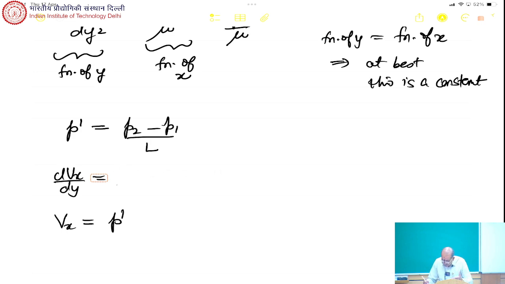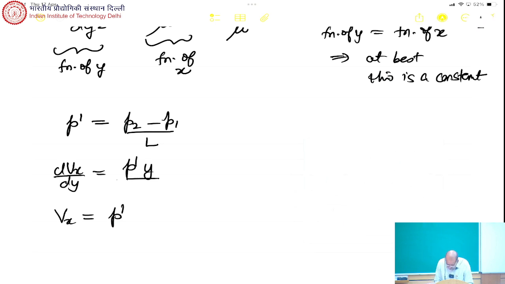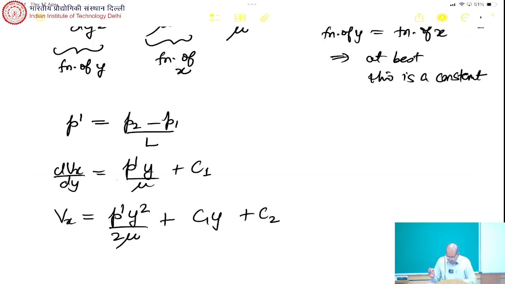I have to integrate this with respect to y. So obviously this is equal to p prime, okay.